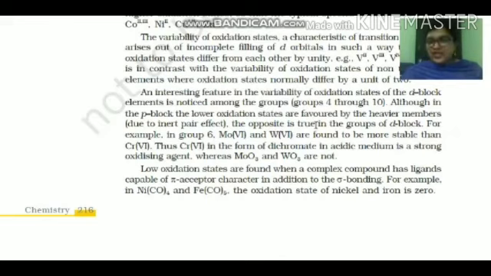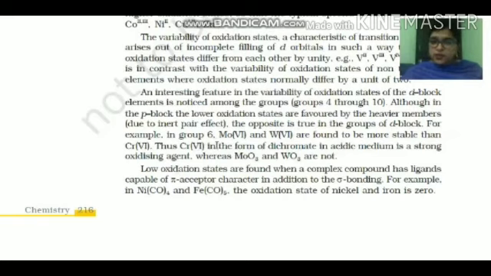But the opposite is true in case of groups of d block elements. For example, if I talk about group 6, molybdenum and tungsten are found to be more stable in +6 oxidation state as compared to chromium. This is the reason that chromium in +6 oxidation state, in the form of dichromate in acidic medium, is a strong oxidizing agent, whereas molybdenum trioxide and tungsten trioxide are not.